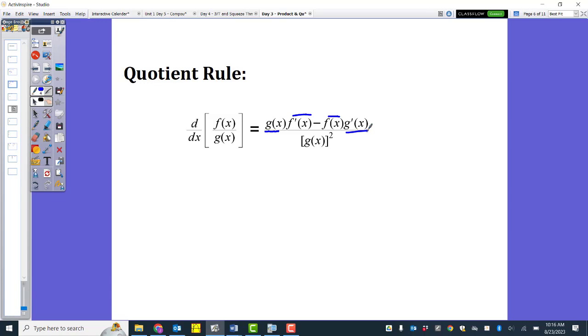Now, when you do this, you need to make sure that you do it in this order. The multiplication can be in a different order. Like you can switch this and this, but it has to be this one minus this one. You can't switch that part up. Okay? Subtraction has to stay in that order, so we have to keep that. And it has to be the bottom function being squared down there.